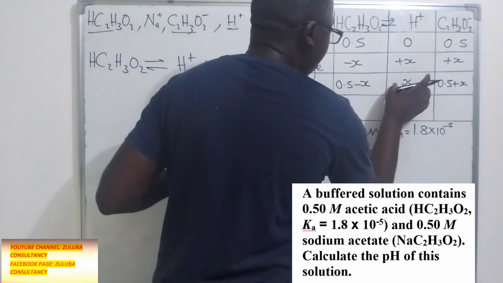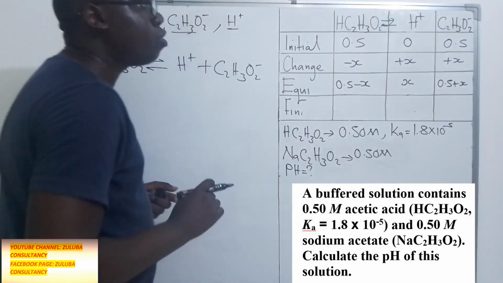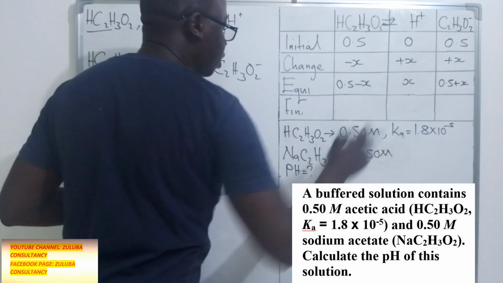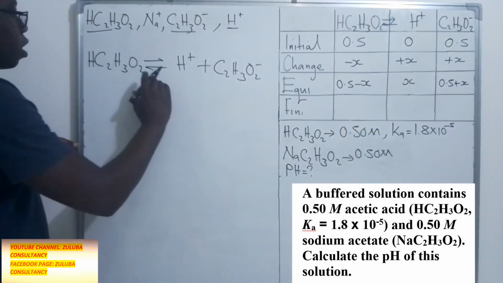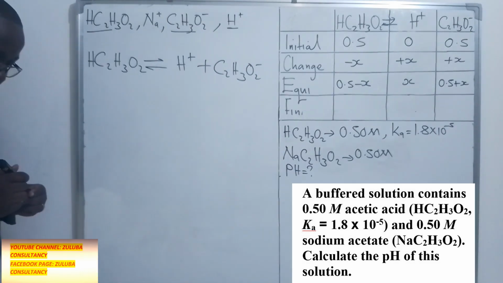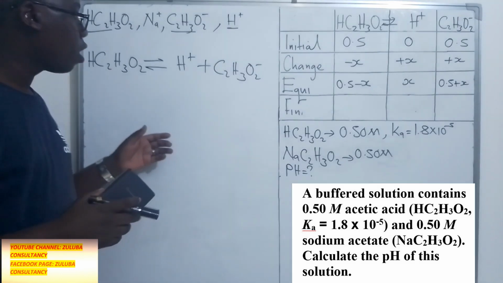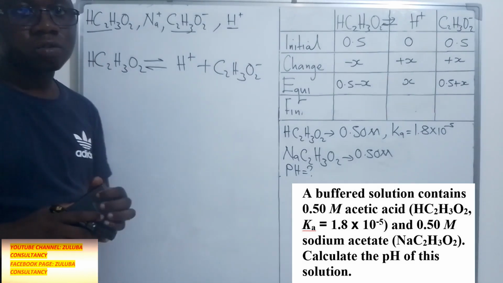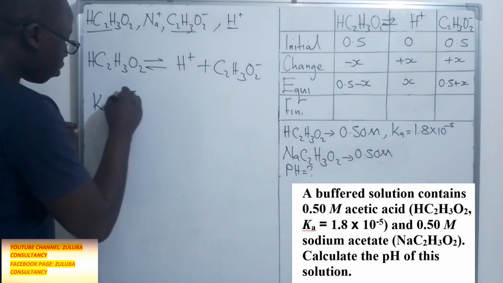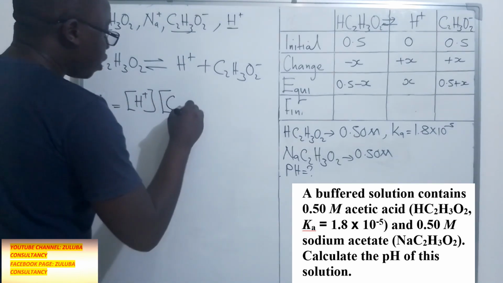So we need to find what is the value of x so as to calculate the pH of the hydrogen ions, which we are interested in. Now, to calculate the value of x here, we need to make the equilibrium expression for this reaction. Remember, the equilibrium expression links Ka with the reactants and the product. So, this simply means Ka is equal to, we'll start with the concentration of the positive ions multiplied by the concentration of the negative ions.